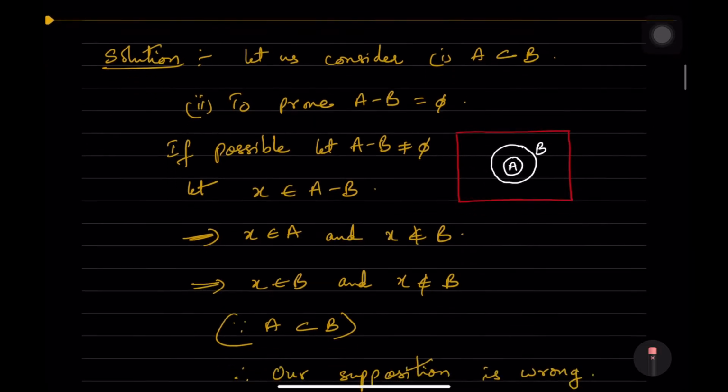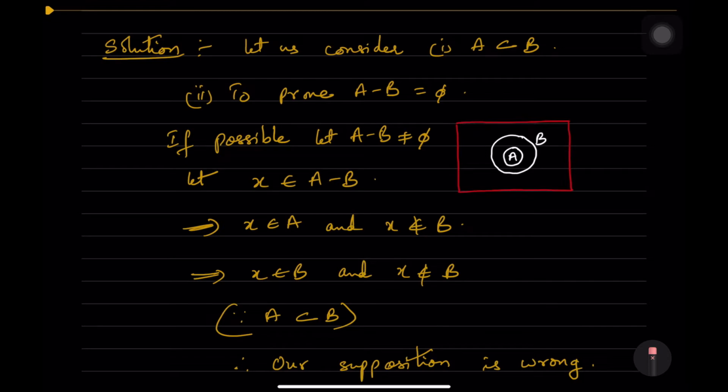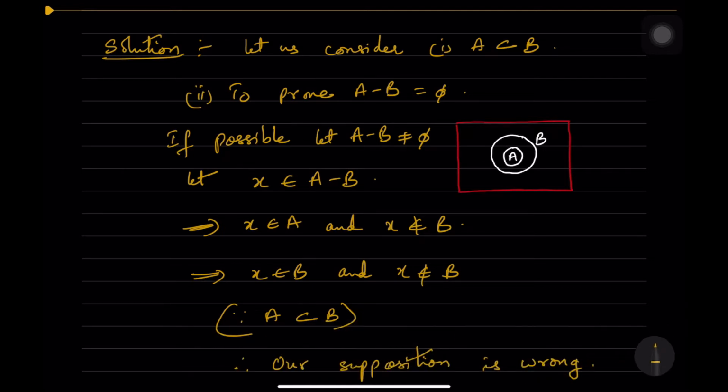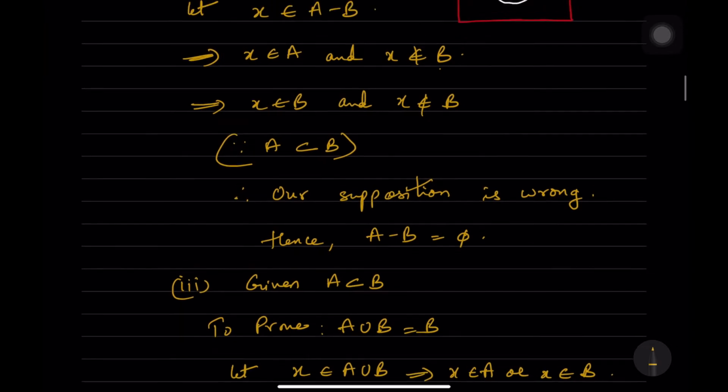Since A is a subset of B, definitely if x belongs to A, it should belong to B. So is this case possible? Therefore our supposition is wrong. We cannot take that x does not belong to B. Hence A minus B is equal to empty.